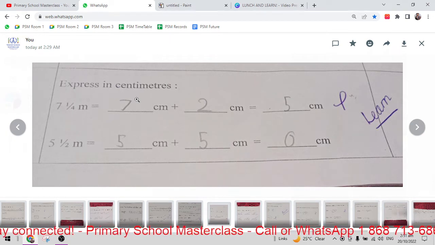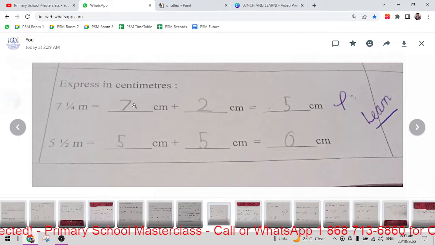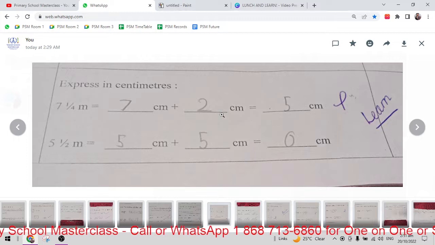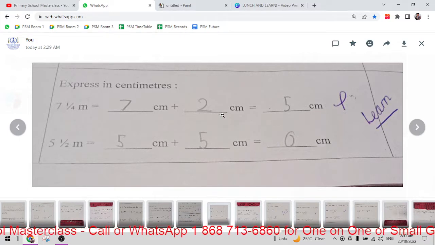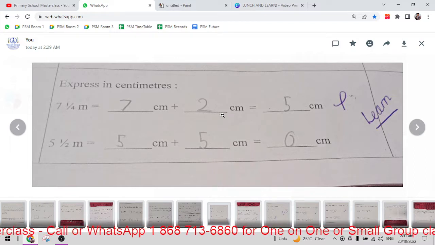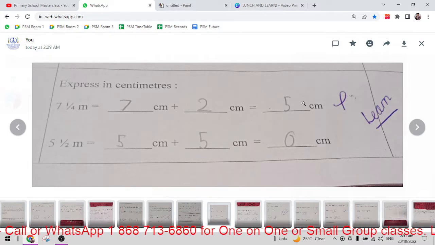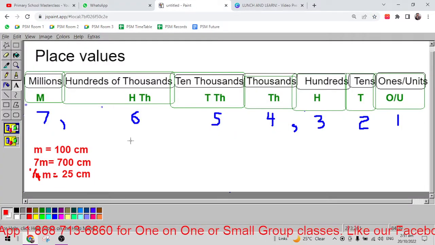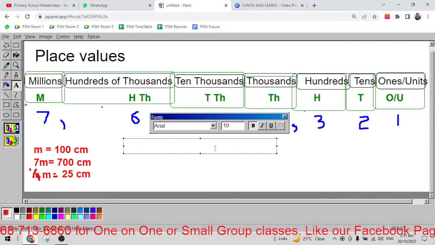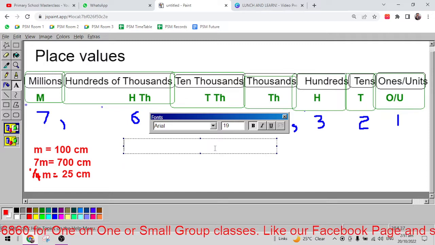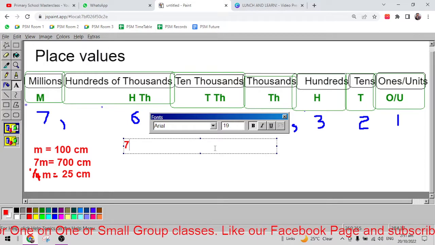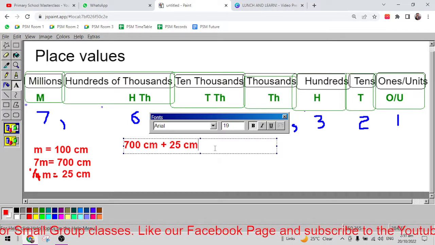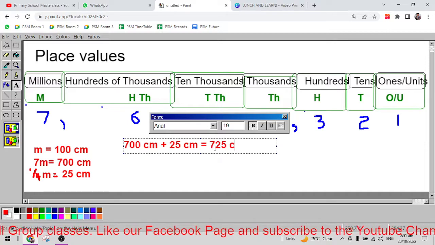So here you should have 700 centimeters plus 25 centimeters. That will give you a total of 725. 725 centimeters would be the answer here. So your answer should read like this: 700 centimeters plus 25 centimeters would be equal to 725 centimeters.